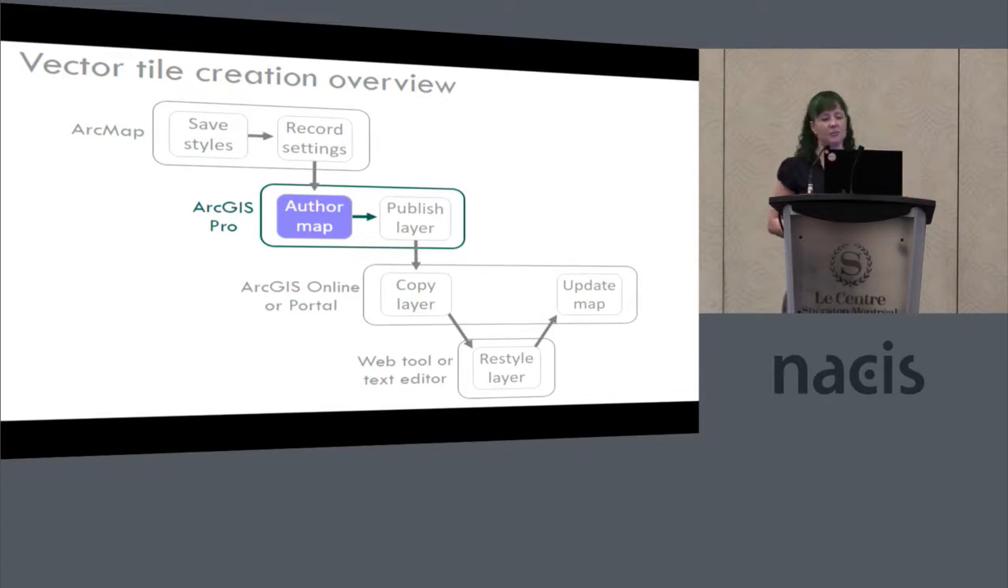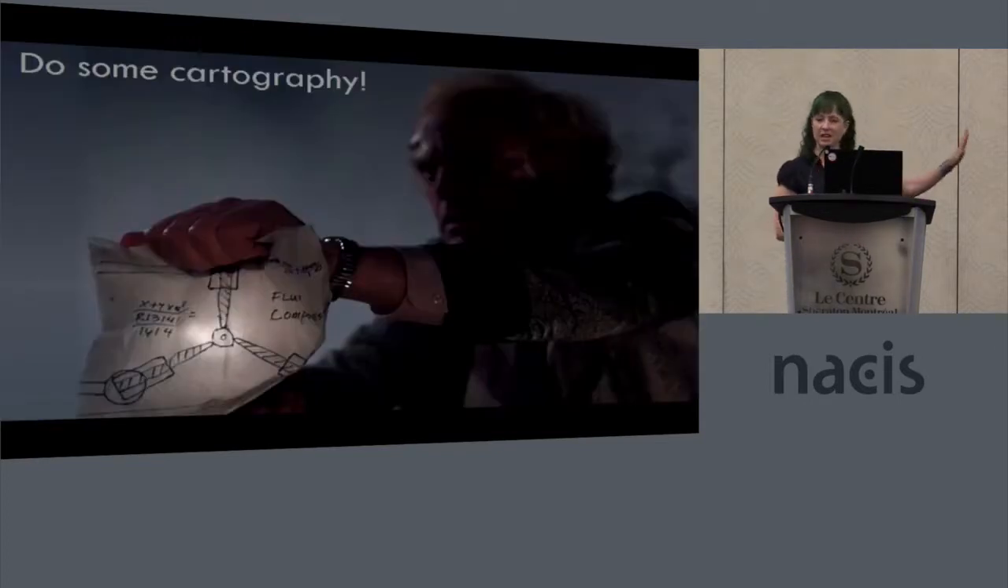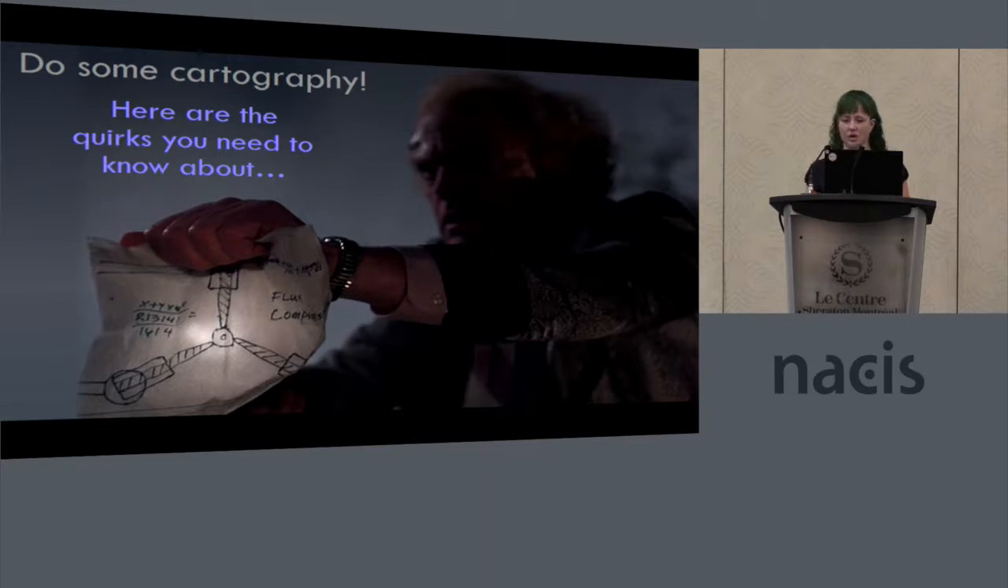So here we are on the process. And now it's time to do some cartography. This should be your wheelhouse. If you're new to ArcGIS Pro, you may need to use Google to find out what things are called or where those features are, because things have been moved around and renamed. And there are some quirks.